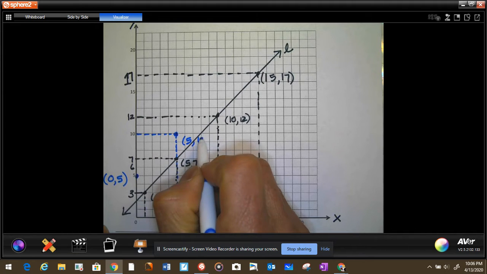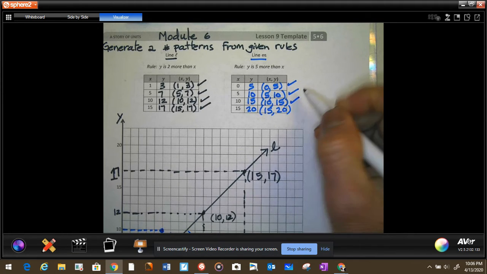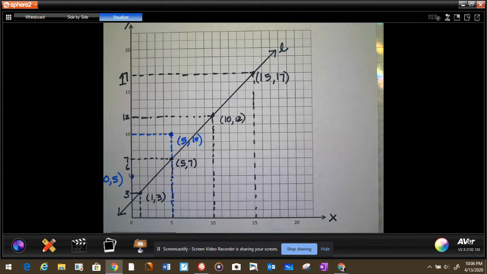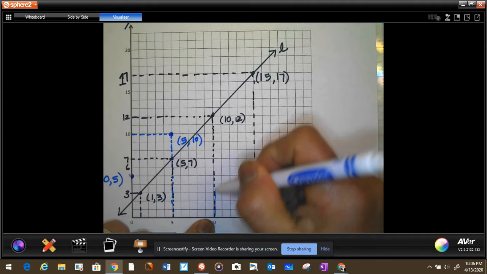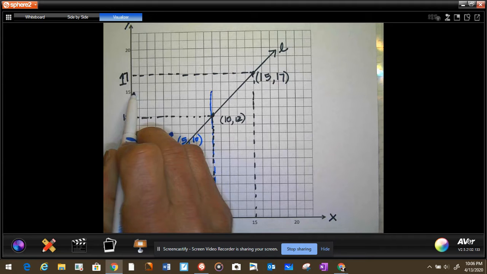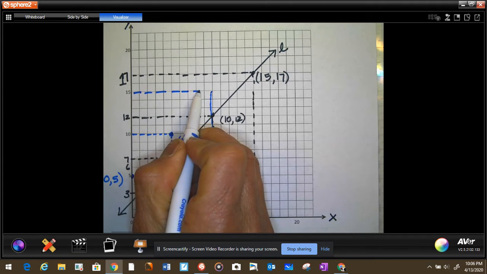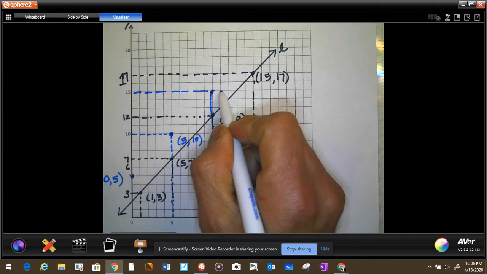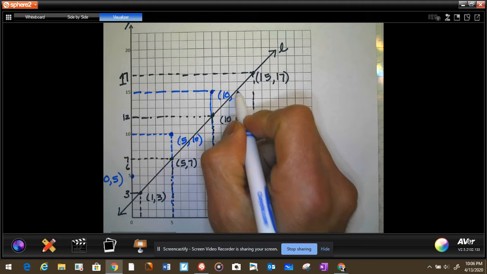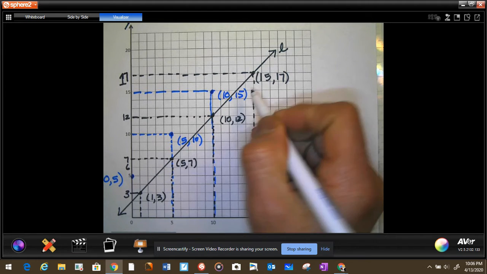That's 5, 10. Our third point on the line is going to be 10 and 15. So we're going to run to 10 and jump to 15. 15 is right there, exactly here. So that's our next point. And the pair of coordinates is 10 and 15.